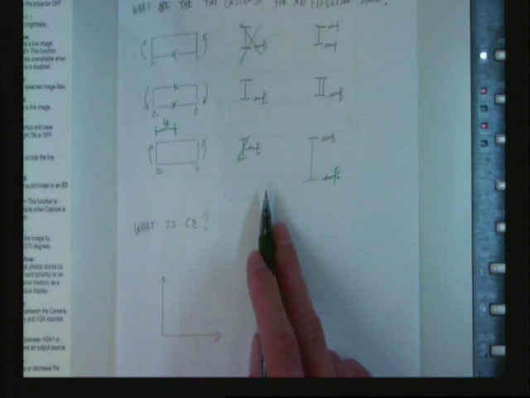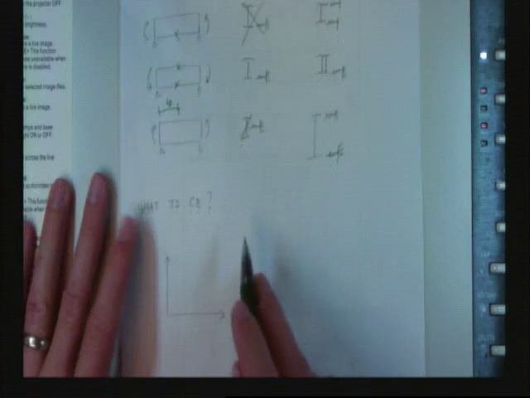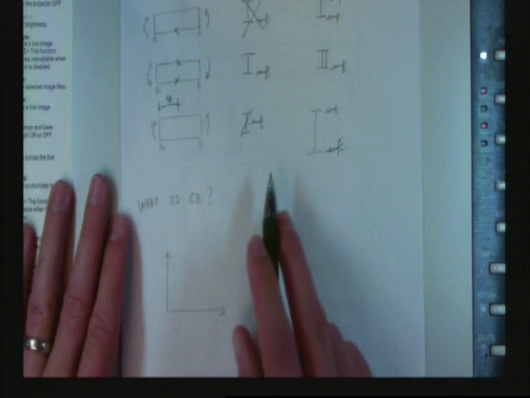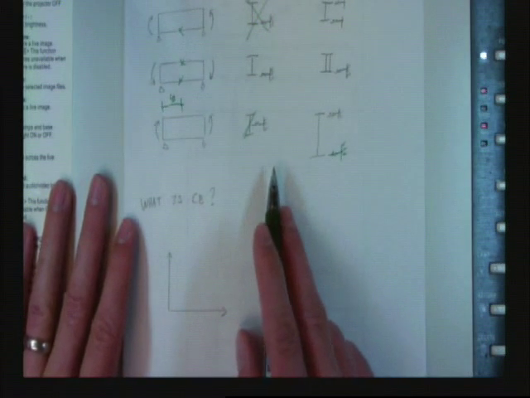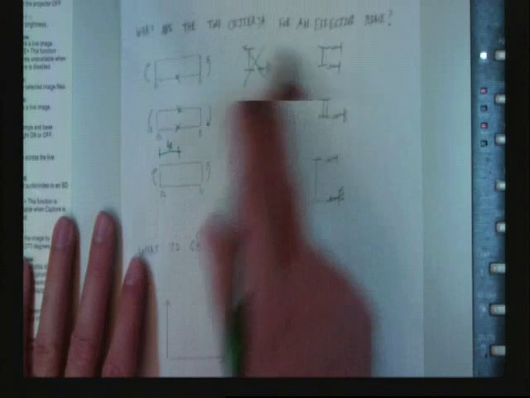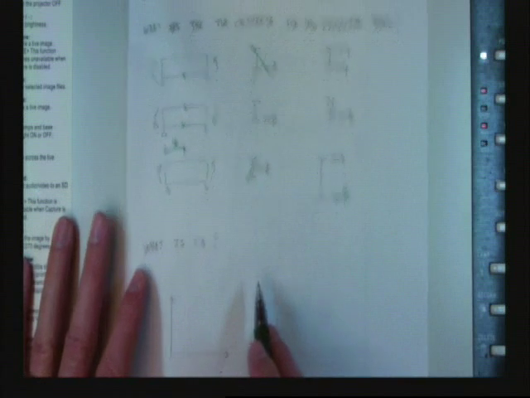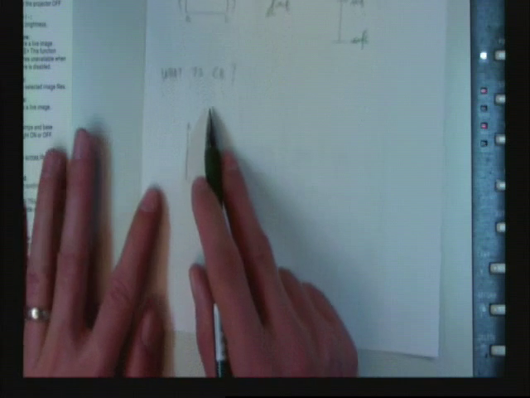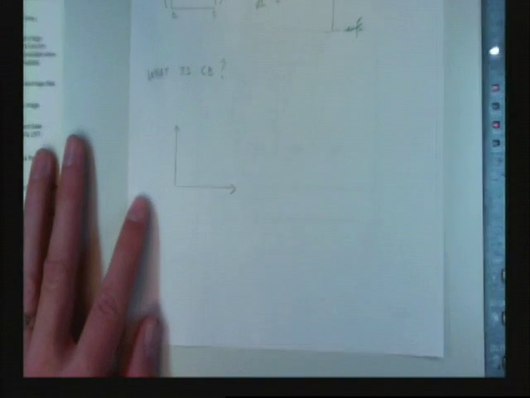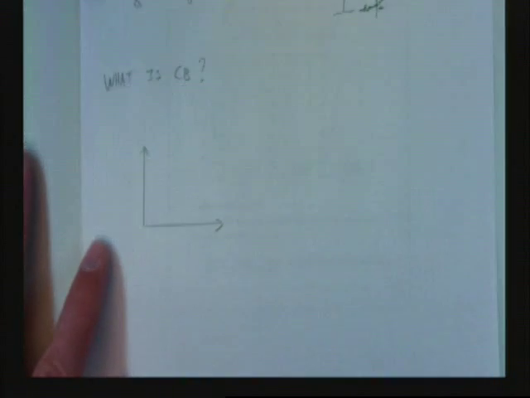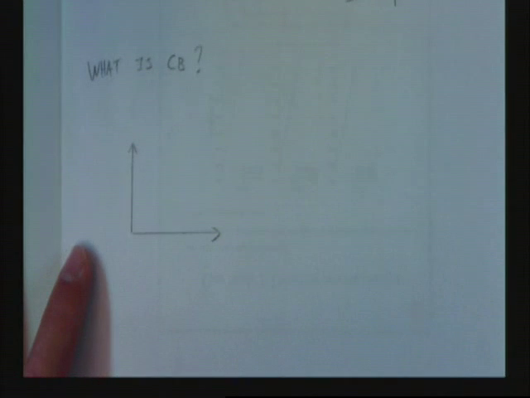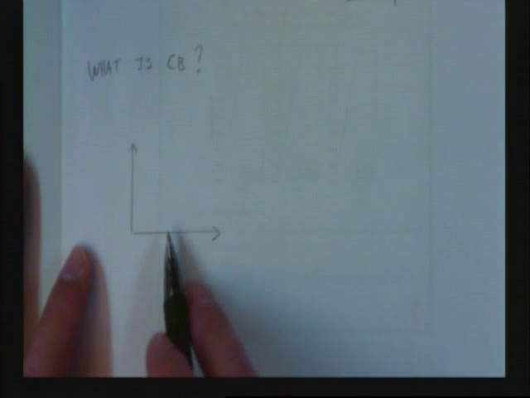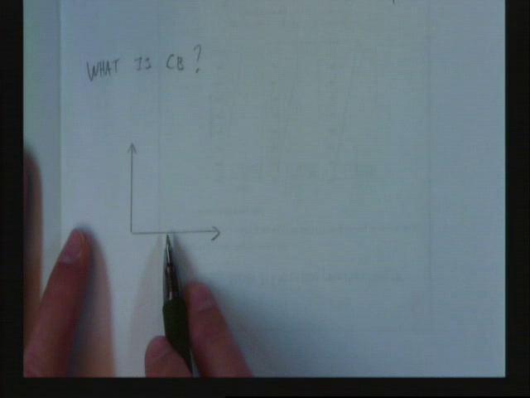Okay, so we're not going to quite leave the world of bracing yet. We kind of are and we're kind of not. So don't forget any of these things that we talked about. Now I'm going to ask, what is C sub B? What is the C sub B factor? What's it all about?